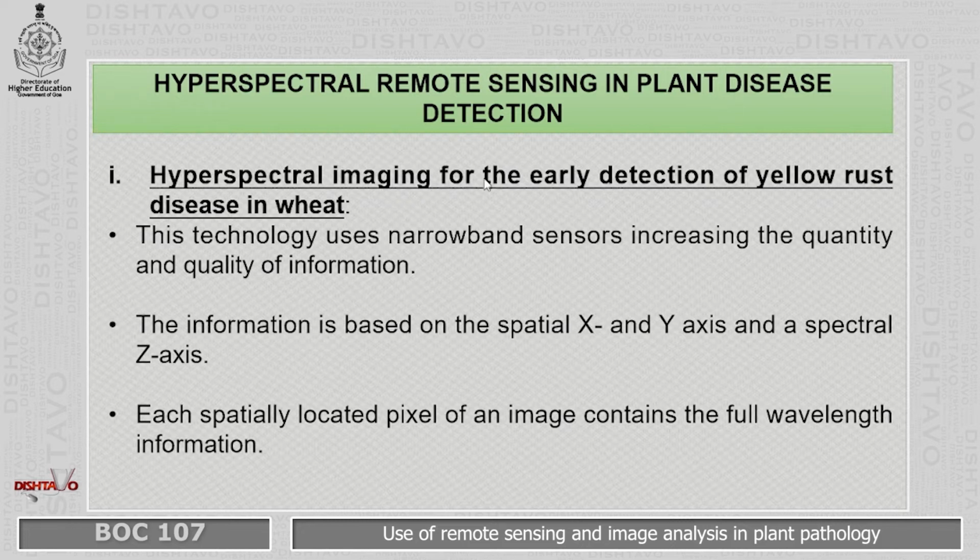Hyperspectral imaging for the early detection of yellow rust disease in wheat. This technology uses narrowband sensors, increasing the quantity and quality of information. Now, the information is based on the spatial x and y axis and the spectral z axis. Each spatially located pixel of an image contains the full wavelength information.